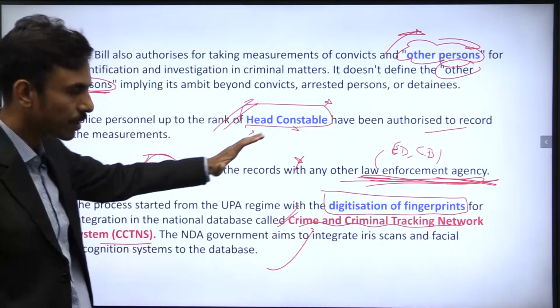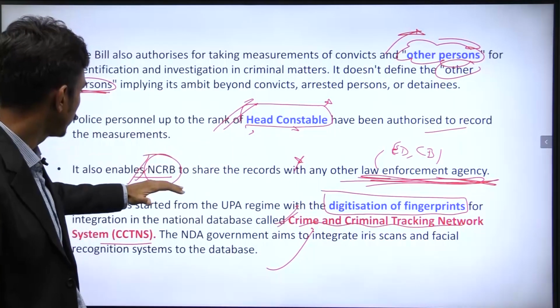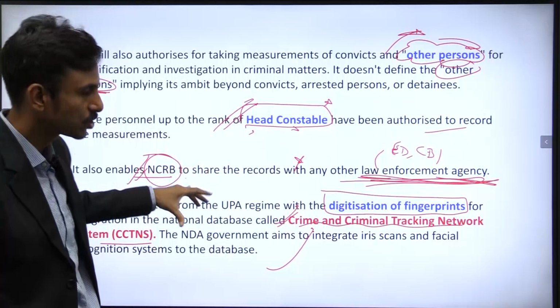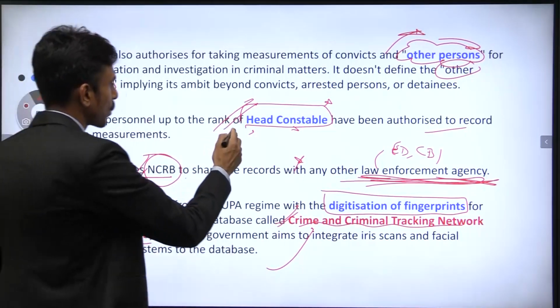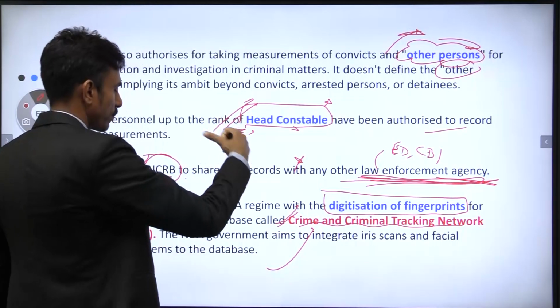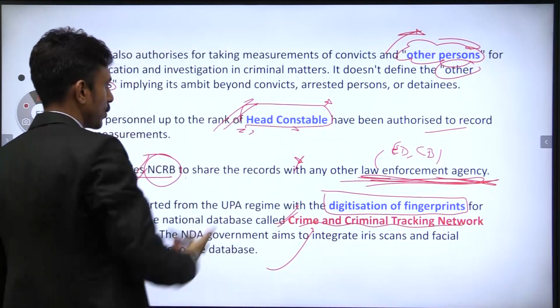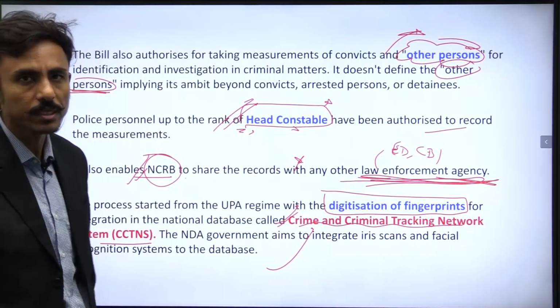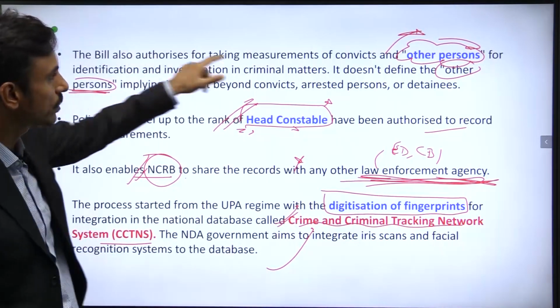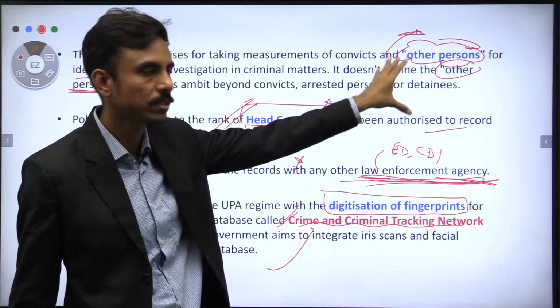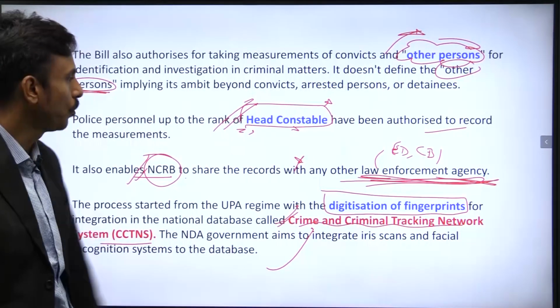So here also we have learned about CCTNS. We have learned about the power of the NCRB to share the records with other law enforcement agencies. We have discussed the head constable, that a person of the rank equivalent to or above head constable is authorized to record the measurements. And the meaning or the definition of other person is not yet defined. I hope it is clear.